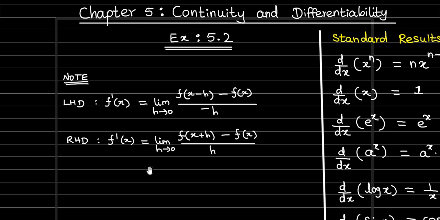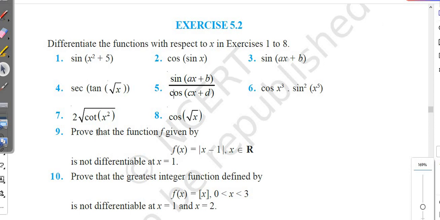In this video, we are going to see CBSE Maths Grade 12 Chapter 5, Continuity and Differentiability, Exercise 5.2, ninth sum. Prove that the function f given by f of x equal to modulus of x minus 1, where x belongs to the real numbers, is not differentiable at x equal to 1. So basically the given f of x is not differentiable at x equal to 1. We have to prove it.